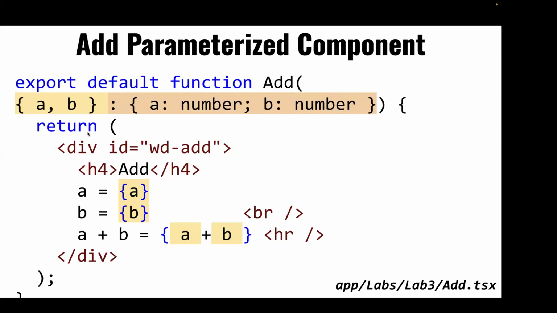And then once I have these values of A and B, I can just use them as local constants, local variables, to compute what the output is going to be, and then render that, which is the arithmetic addition of A plus B.